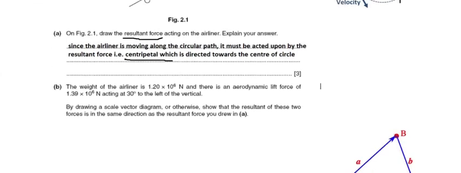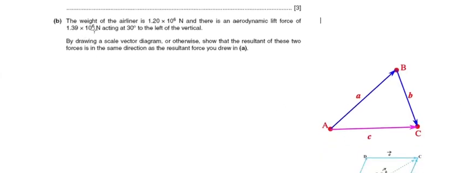Now the part B of the question. The weight of the airliner is 1.2 into 10 to the 6 Newton, and there is the aerodynamic lift force of 1.39 into 10 to the 6 Newton acting at 30 degrees to the left of the vertical. By drawing a scale vector diagram or otherwise, show that the resultant of this force is in the same direction as the resultant force you drew in part A.